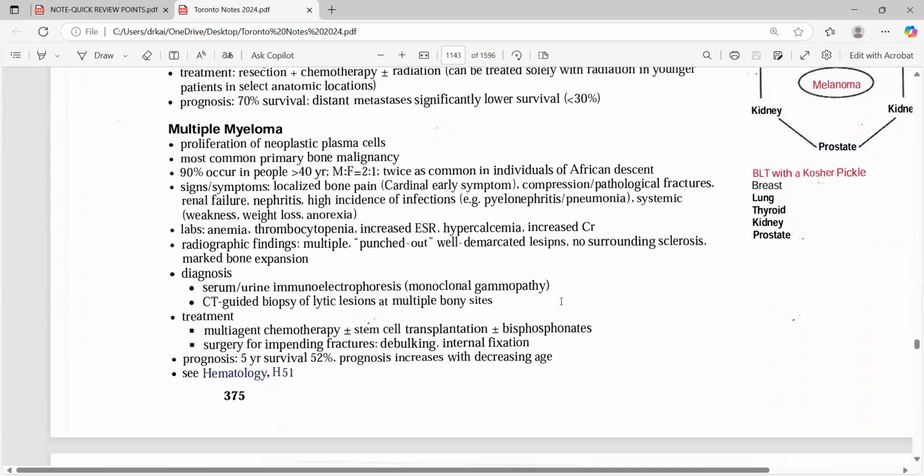Multiple myeloma is one of the most favorite topics from the NAC OSCE point of view. So it's best if you can give it a read from here because the presentation could be anything, back pain or a fever or something like that. So usually you need to see the diagnosis. The diagnosis is basically doing a serum and urine electrophoresis, not an X-ray, and then doing a CT guided biopsy of that one. Treatment is basically chemotherapy, so just give it a read.